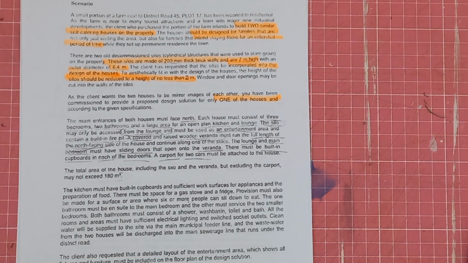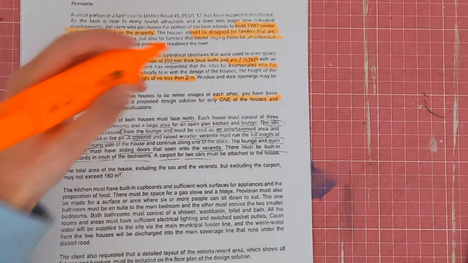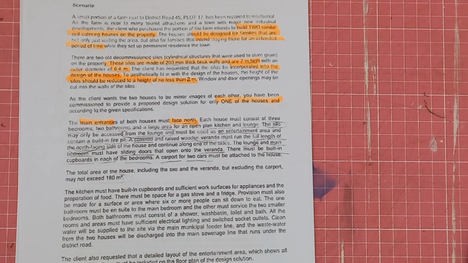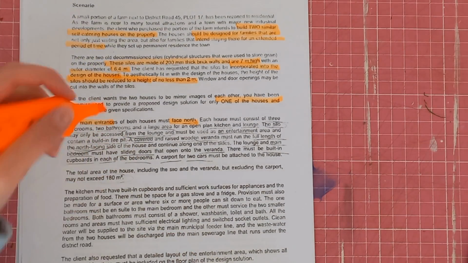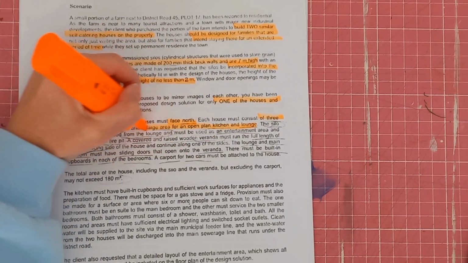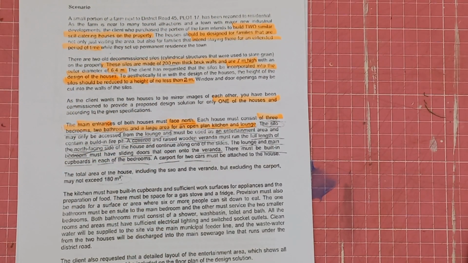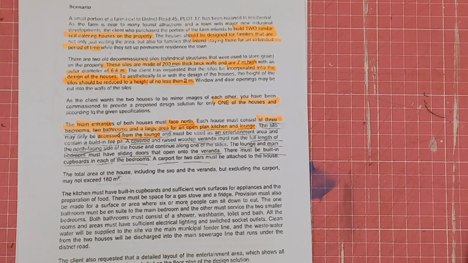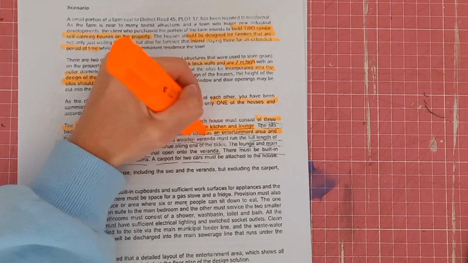The main entrances of both houses must face north, so we can just say main entrance must face north. Each house must consist of 3 bedrooms, 2 bathrooms, and a large open area for planned kitchen and lounge. The silo may only be accessed from the lounge. It must be used as an entertainment area and contain a built-in fire pit.